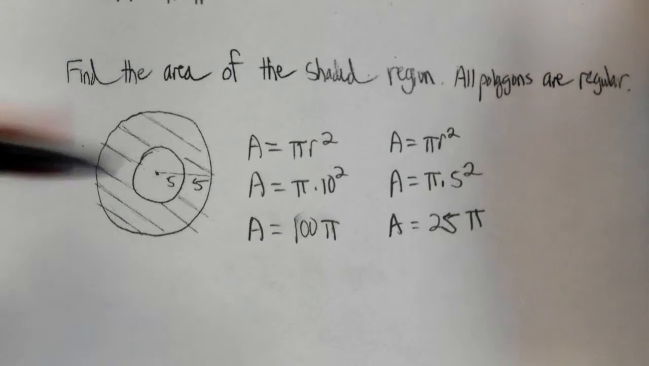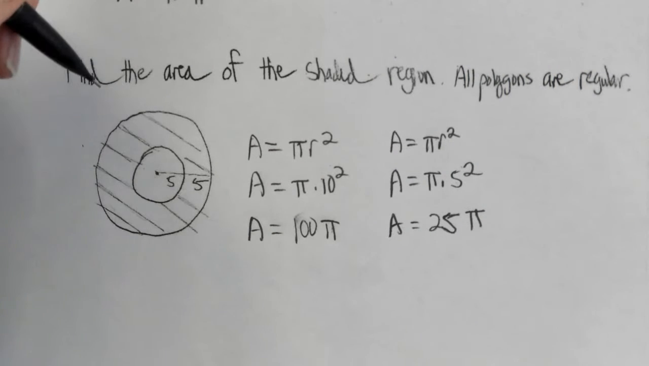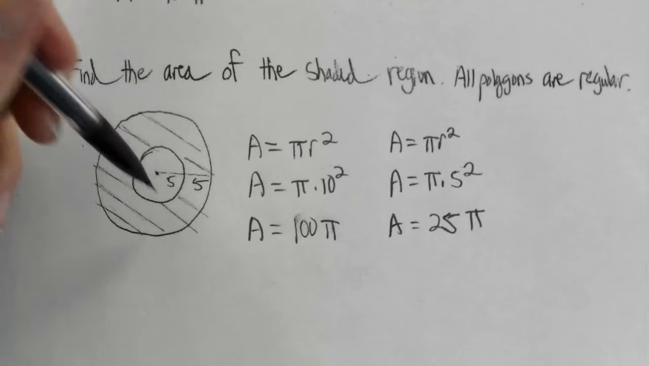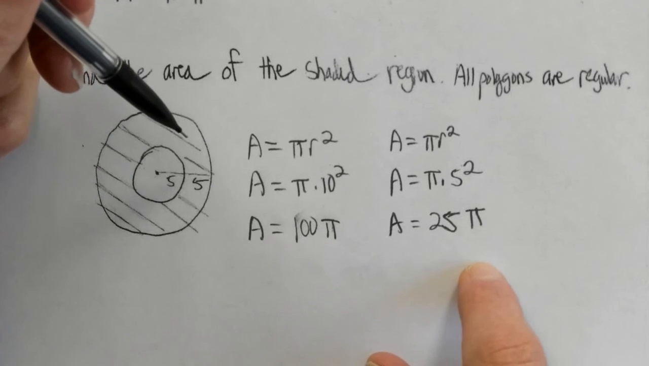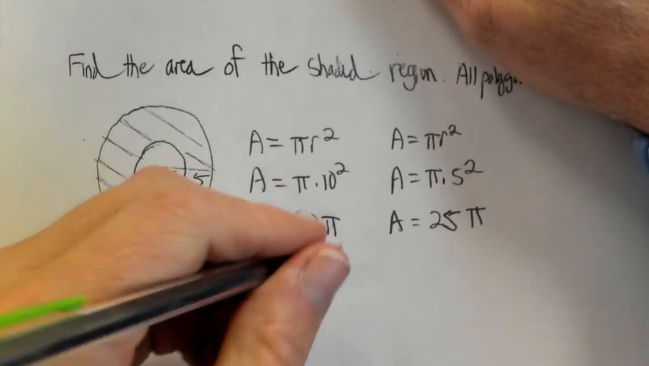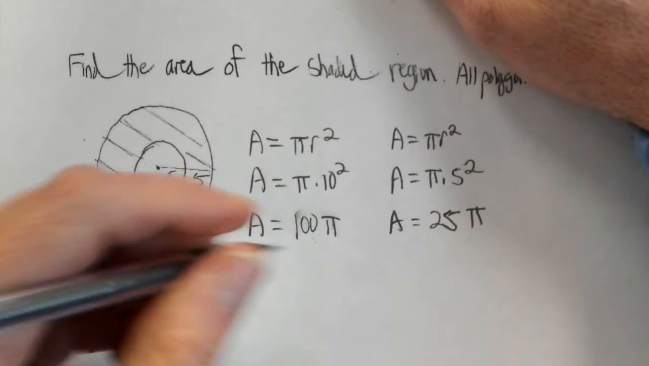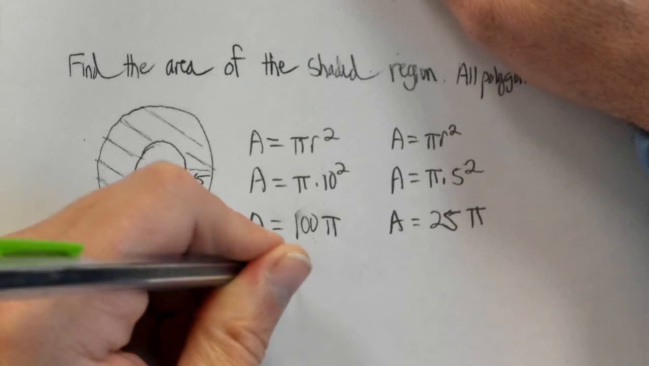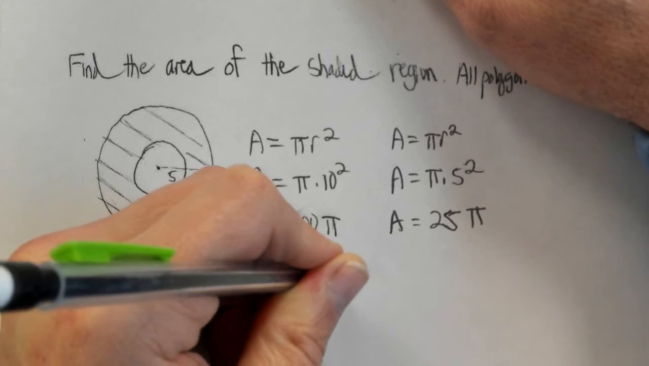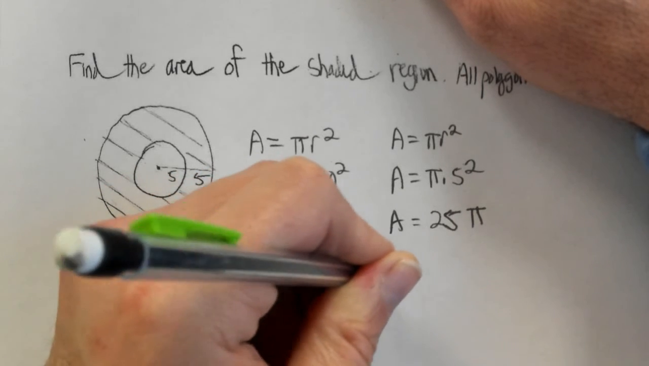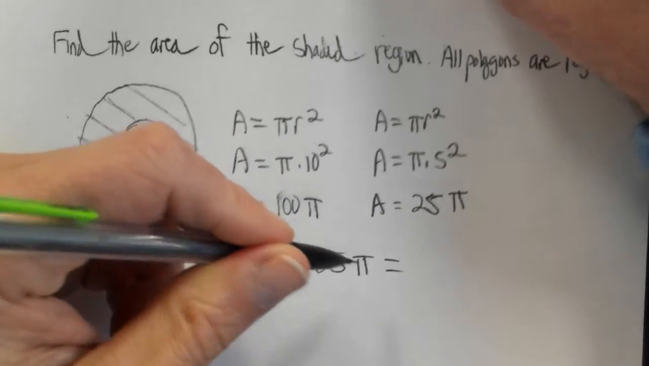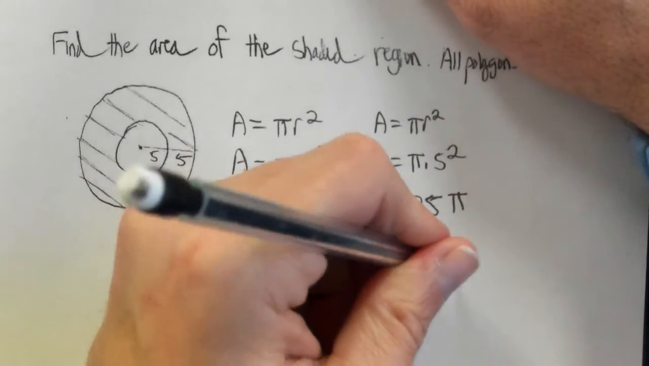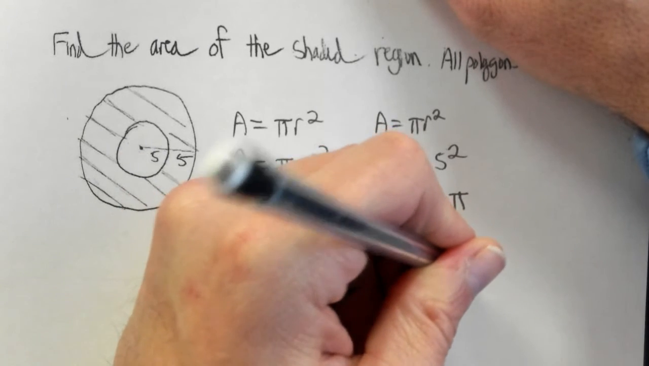Okay, now, remember, we're trying to find the area of the shaded region, and remember what our tactic was going to be. We're going to find the area of the large circle, 100 pi, and subtract off the area of the smaller circle, 25 pi. So what do I need to do with these two numbers? We need to subtract 100 pi minus 25 pi, and that is 75 pi. Again, leave it in terms of pi.